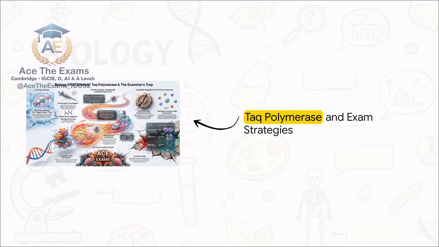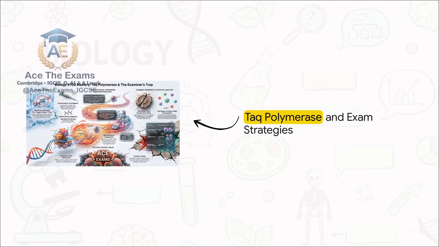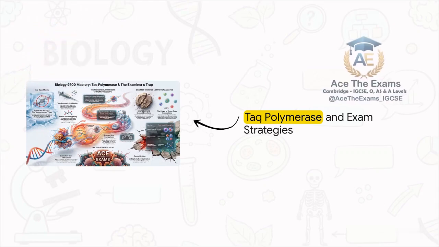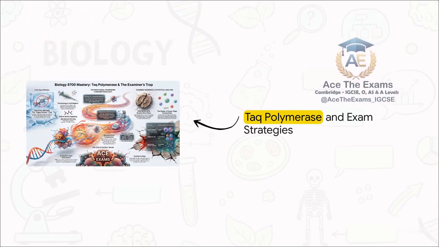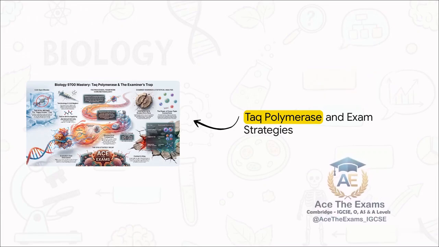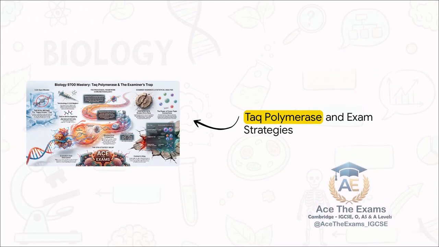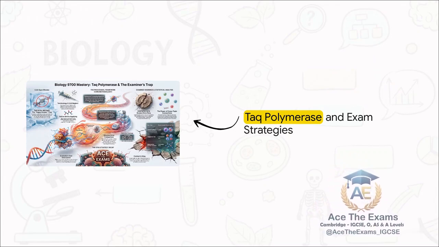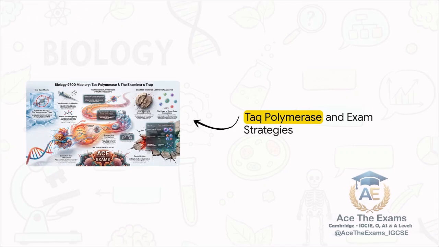A student might know perfectly well what Taq polymerase is, but they fail to tailor its role to the highly specific context given in the exam question. Or they completely forget to check the required statistical tests, like t-tests or chi-squared, when analyzing the resulting genetic data. Context is absolute king here, and connecting your topics is exactly how you crown your exam paper.